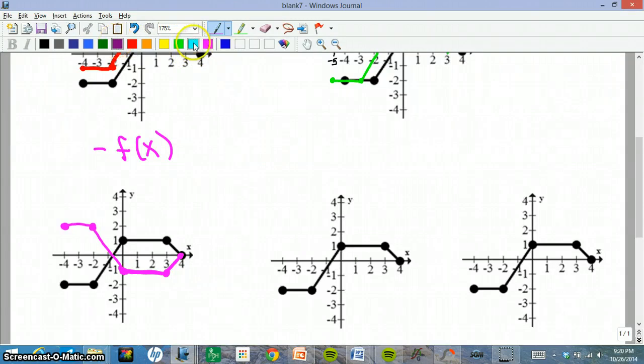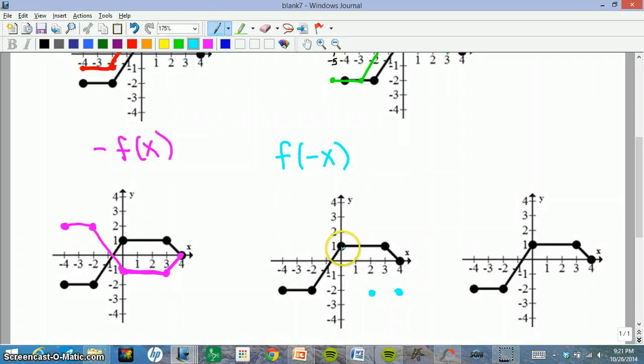Let's look at f of negative x, or the opposite of x. So now we take the input values and find their opposites. So input -4, output -2 on this function. Well, now take the opposite. 4 outputs -2. There we go. -2, 2. Opposite of the input, 2, -2.